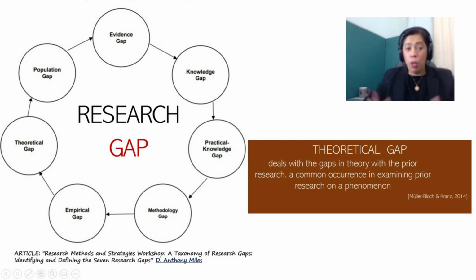This gap deals with theory in prior research, a common occurrence in examining prior research on a phenomenon. Some papers failed to provide sufficient information from related literature. Some are obsolete, some are not related to the study. Some did not meet appropriate organization in summarizing the review of related literatures and studies. The technique here is you collect updated resources, create a matrix to map all the existing studies, and rank them as a reference guide in writing your paper.